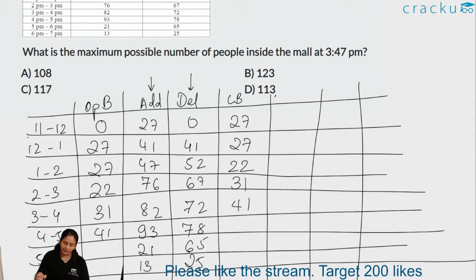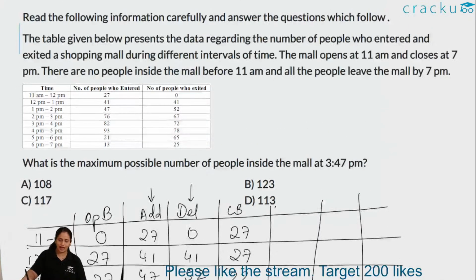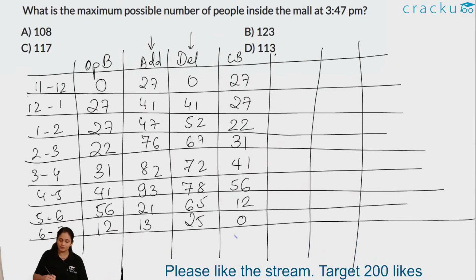41 plus 93 minus 78, so that is basically 56. 56 plus 21 minus 65, so this is minus 9, so this is 12. So this is 12 plus 13 minus 25, so this is 0. So we got a closing balance of 0, as is given that after 7 p.m. there is nobody who left the mall after 7 p.m. So this makes sense that we got 0 over here.